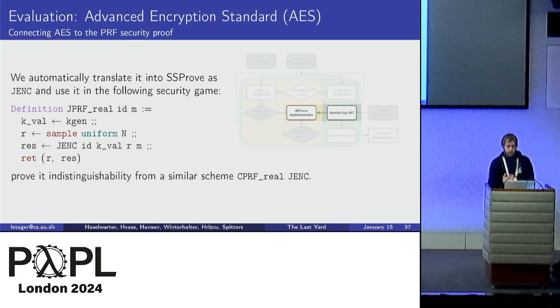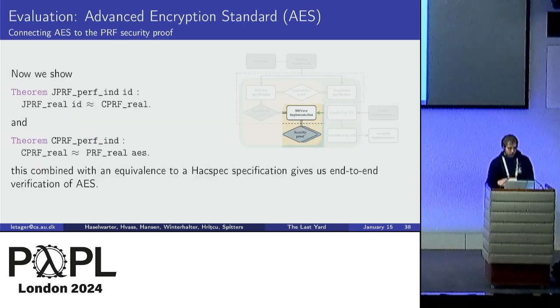We can now prove this is indistinguishable from the scheme where we just do some cleanup. And finally, we can show equality from that to the actual real implementation of AES in SS-proof, which was a pre-existing work. So by combining these two, we can again show that we can go from the translated Jasmine to the actual real SS-proof specification security proof. And we then also combine that with an equivalence to hacspec. So we define an AES implementation for hacspec and show it equal to that.